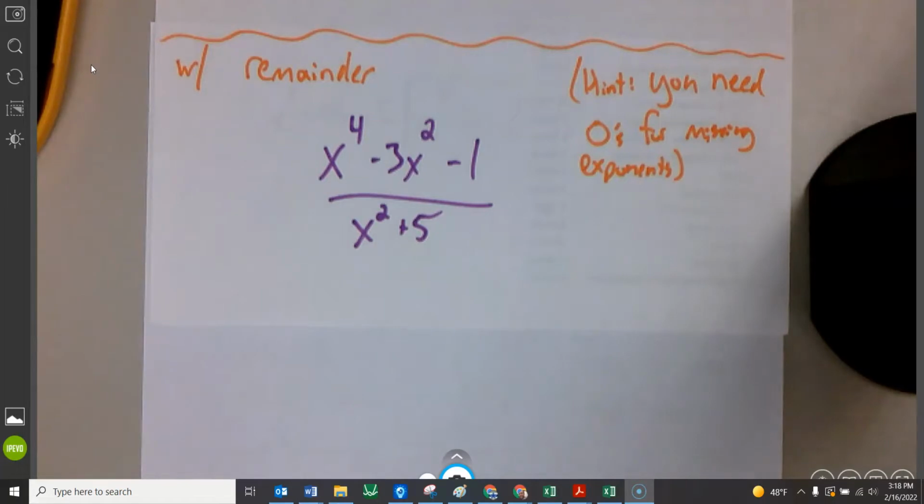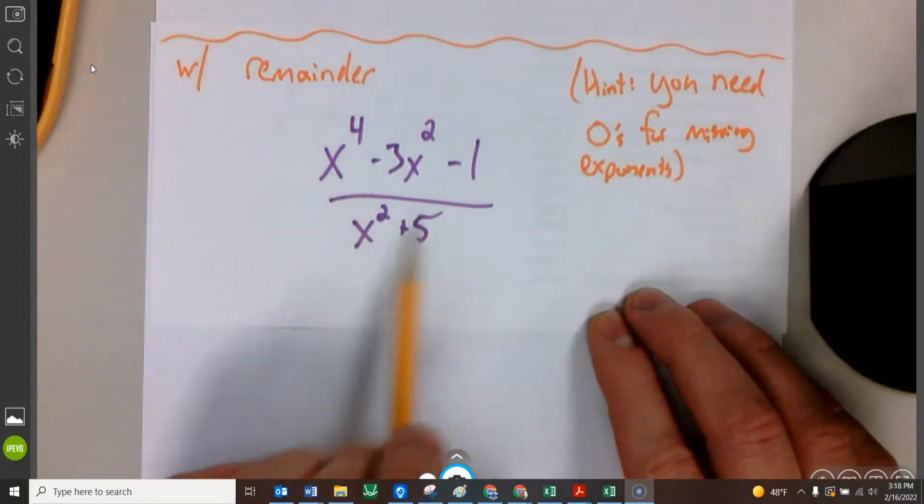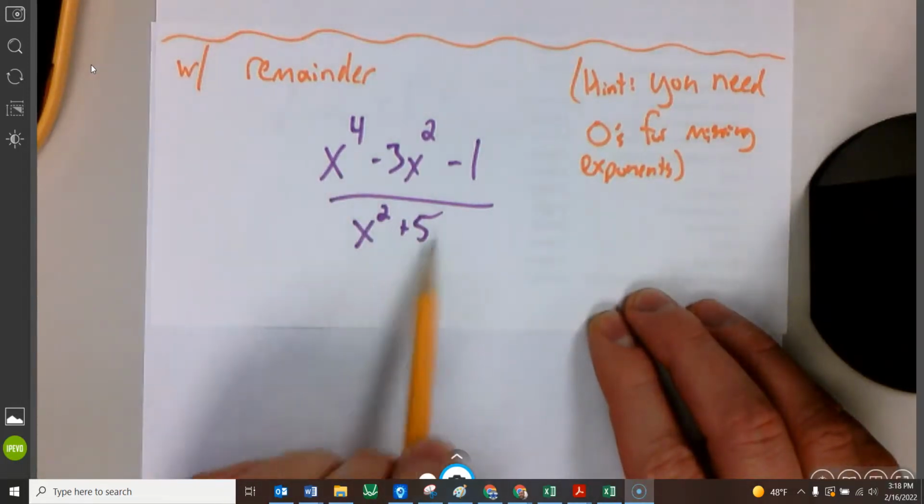So on that last one you saw, there was no remainder. That means that the divisor fit into the dividend perfectly. Well, that doesn't always happen. So here's an example for this one. I'm going to divide x to the fourth minus 3x squared minus 1 by x squared plus 5.